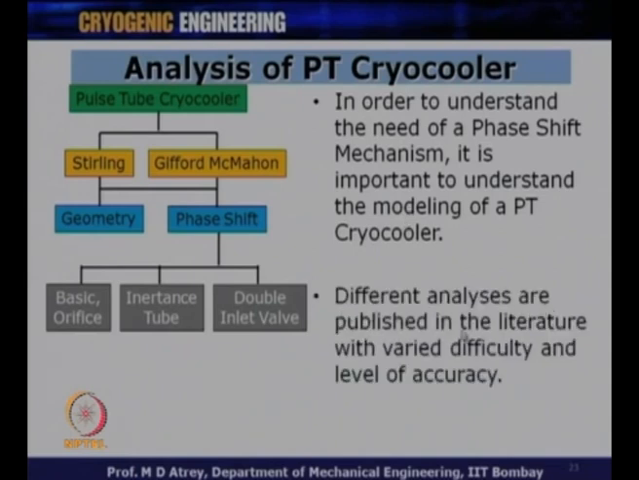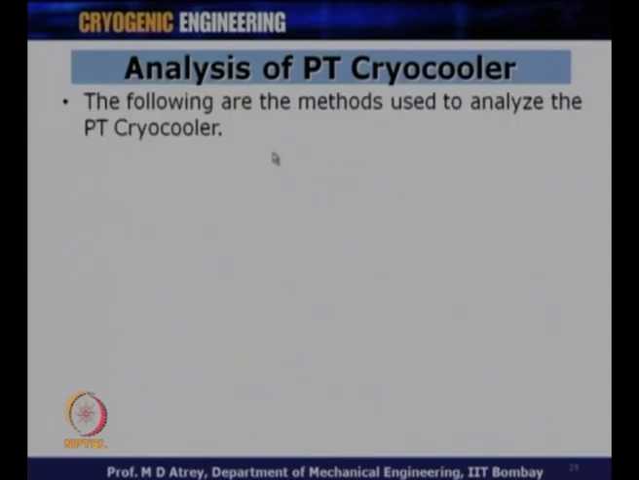Different analyses are published in the literature with varied difficulty and level of accuracy, and these analyses could be classified. We had used this earlier also for Stirling type cryocoolers. The following are the methods used to analyze the pulse tube cryocooler. We have a first order analysis.